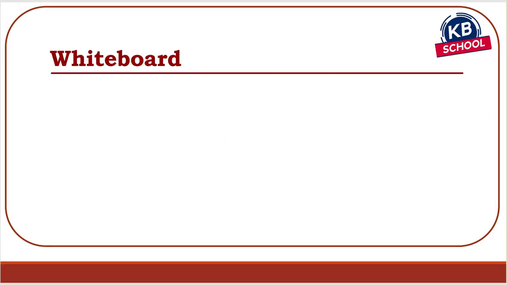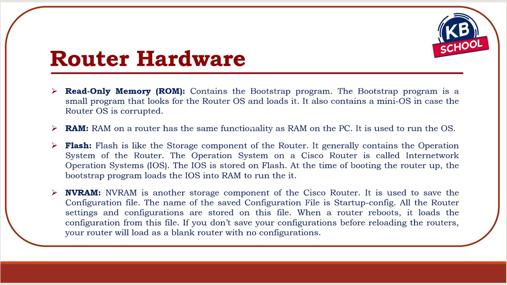Now that we've talked about it, now you have an idea about it, let's go ahead and take a look at your slide over here. So the first thing, as I said, was router hardware. We took a look at the four components. Let's do a recap. Read-only memory, this is the one that contains the Bootstrap program, the two components over here. One is the Bootstrap program, and the other one is the mini IOS in case of a corrupted OS and you want to recover. This is used for recovery.